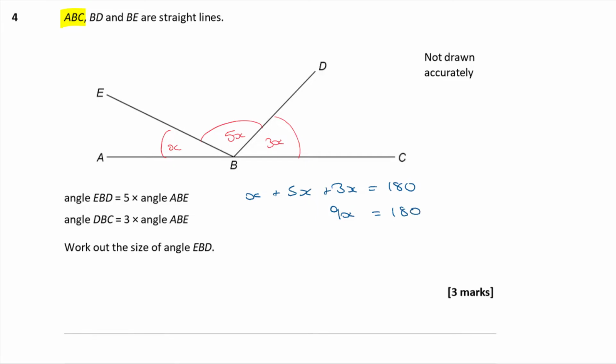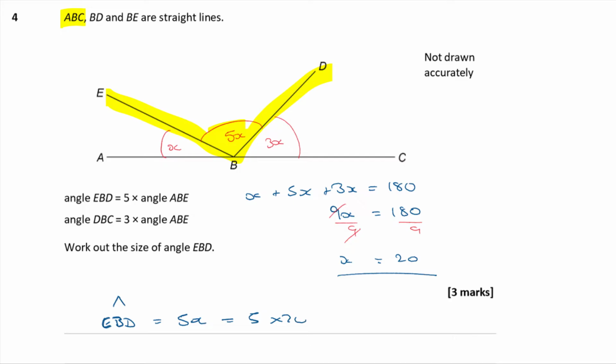So then dividing both sides by 9, it's going to leave me with x is equal to 20. Now it didn't ask me about x, it was something I introduced. What it's asking me for is angle EBD. EBD, remember, was this one here, which is 5 lots of x. So if I know that x is 20, then angle EBD is 5x, which is 5 times 20. It's going to be 100 degrees then, isn't it?